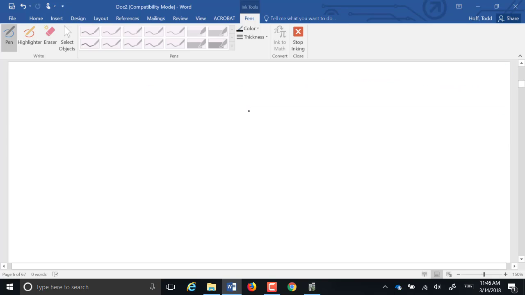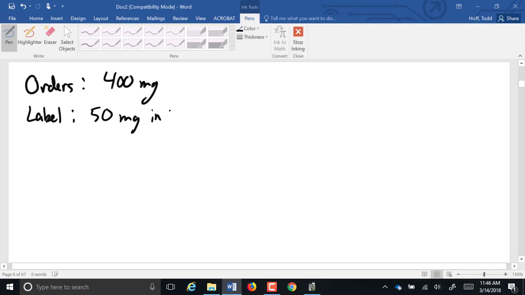Okay, so similar to that, let's say we have a problem where the doctor orders 400 milligrams of medication, and the label on our bottle or vial says that this is 50 milligrams in 4 milliliters.